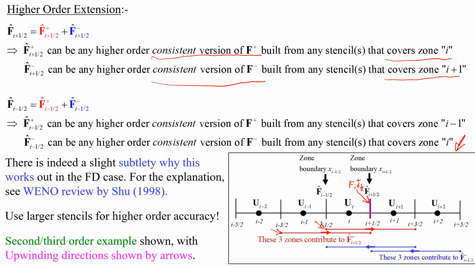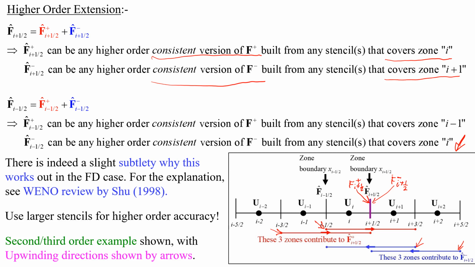Similarly, you can say which is the zone that contributes upwindedly to the F minus, and that's the zone I plus 1. As long as you include zone I plus 1, you can use these blue colored stencils, namely these two, to help you evaluate the flux F minus at I plus a half. So with this, you can obtain higher order extensions.